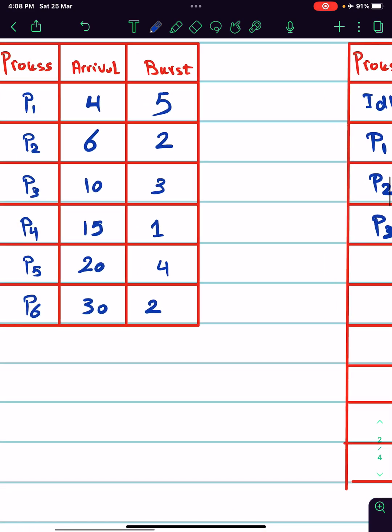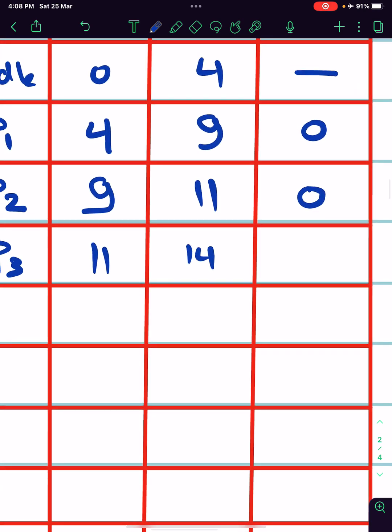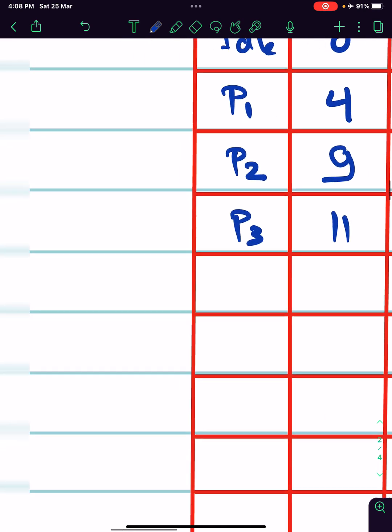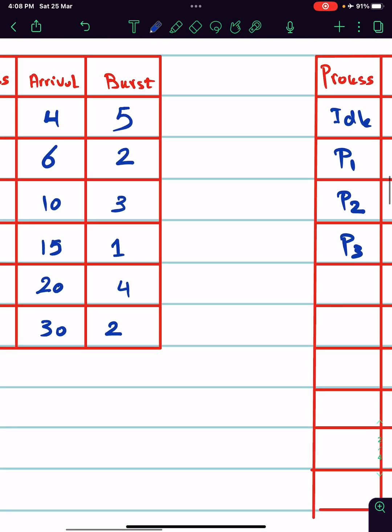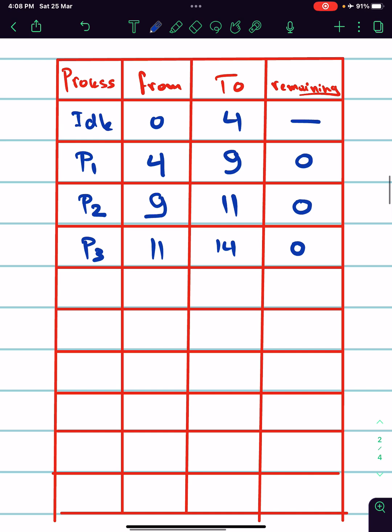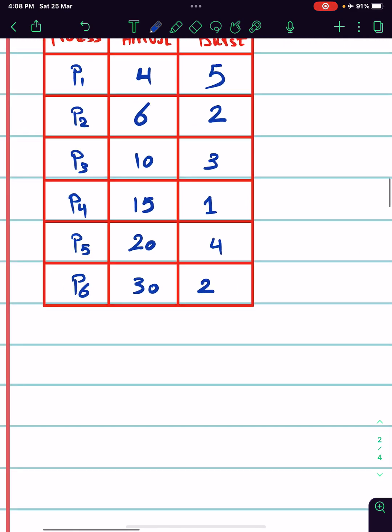And then with a burst of 3, so this is going to be 14. Here it is, and the remaining is 0. You have here P4, which arrives at time 15, and the processor is idle at 14, so you have an idle state from 14 to 15 here. Then at time 15 P4 arrives.